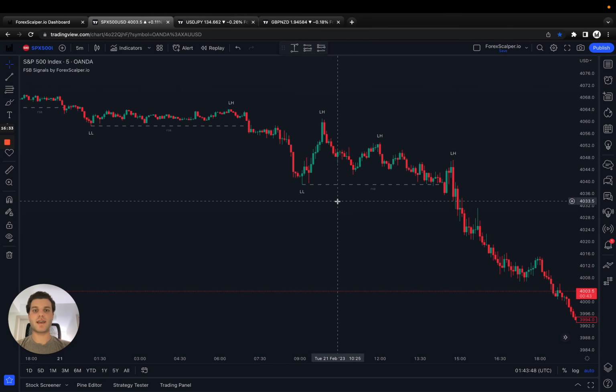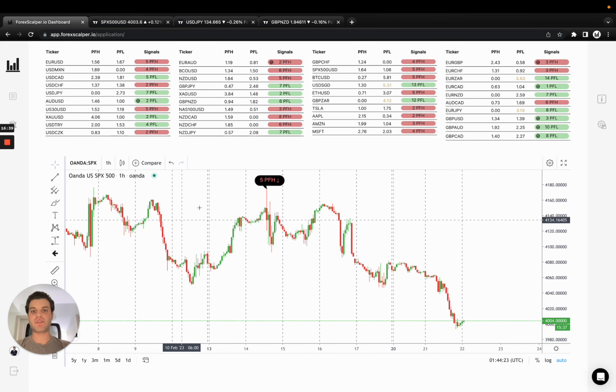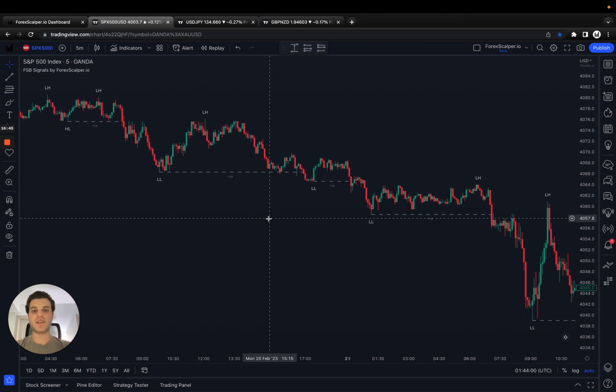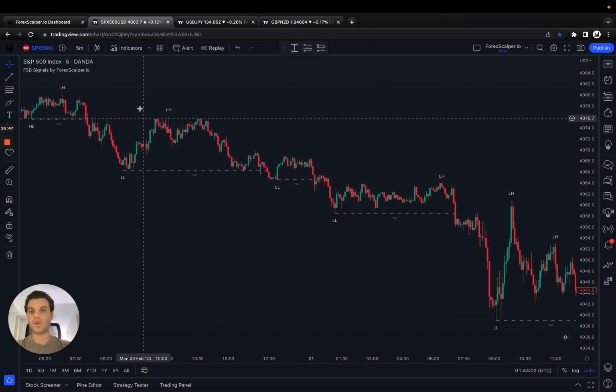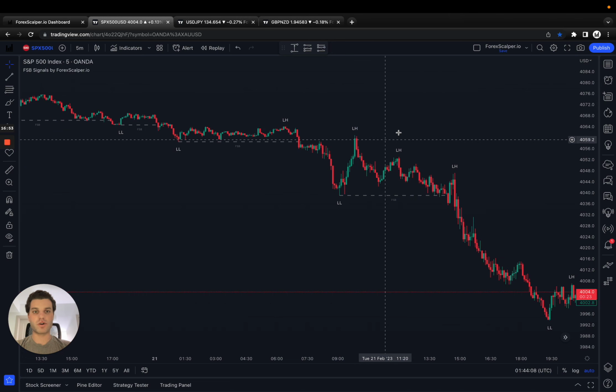So I hope that makes sense. If you're only taking short trades because it's PFH, then take the FSB breakouts only when the previous anchor point was a lower high. Lower high break. Lower high break. Not a higher high break, lower low, lower high break.